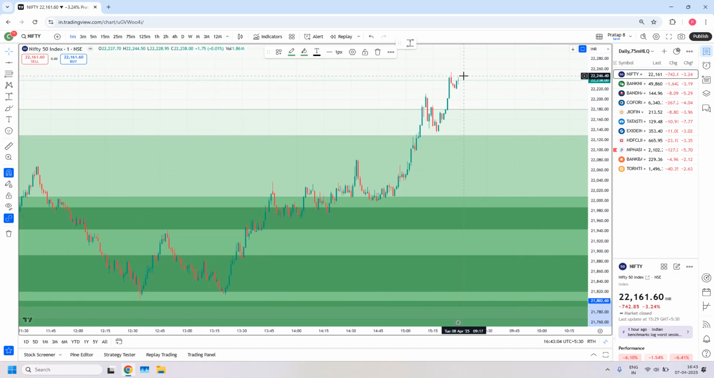Till closing hours, 22,240, 250, 22,250. Round values, it reached. So 21,800 to 22,250. How many points? 450 points move it gave you today. From here to here, 450 points move it gave you.